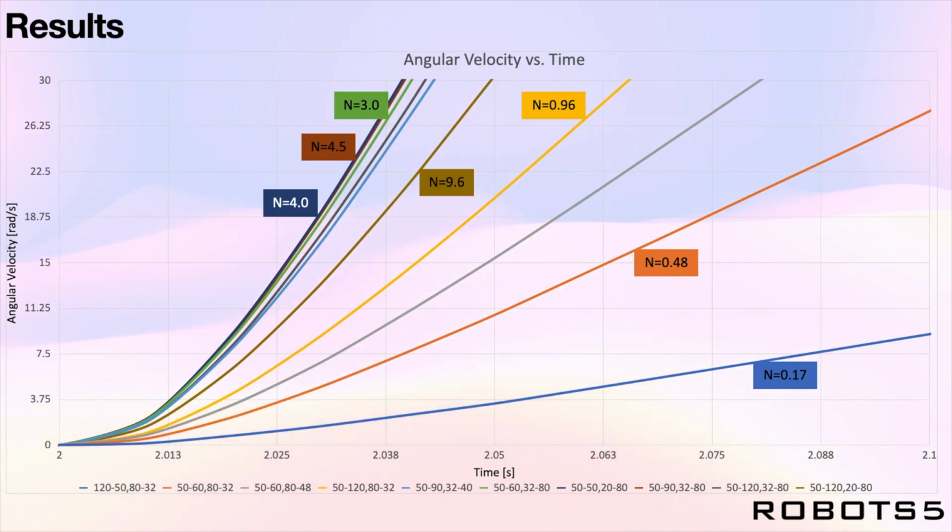To evaluate the angular acceleration, we look at the slope of angular velocity for each run. The higher the slope, the higher the acceleration. These results match our calculations, with 4.0 and 4.5 yielding the highest acceleration.